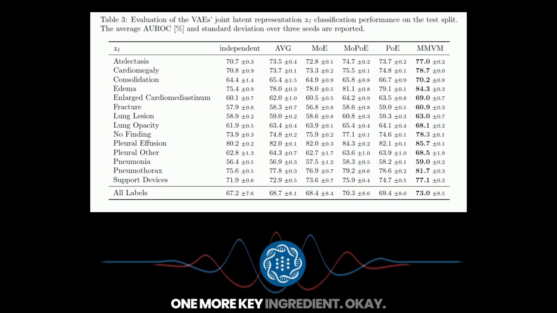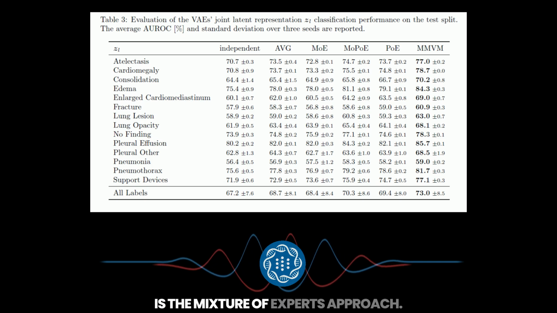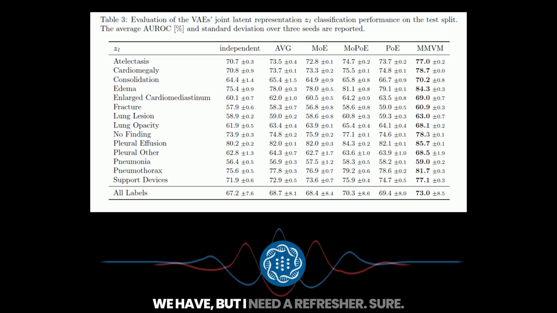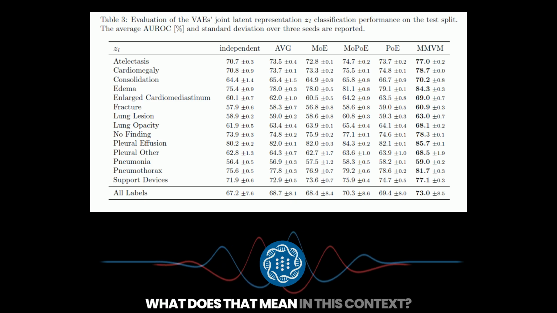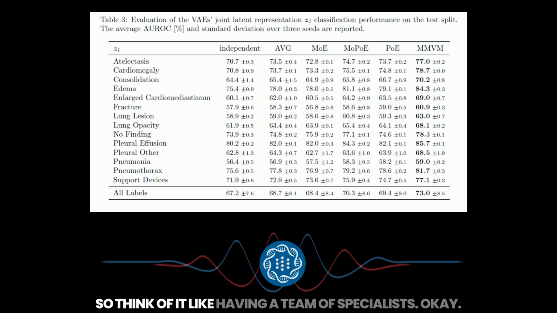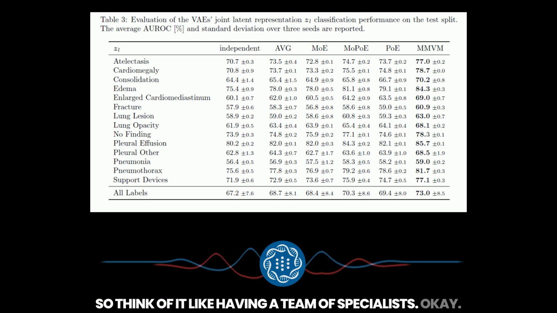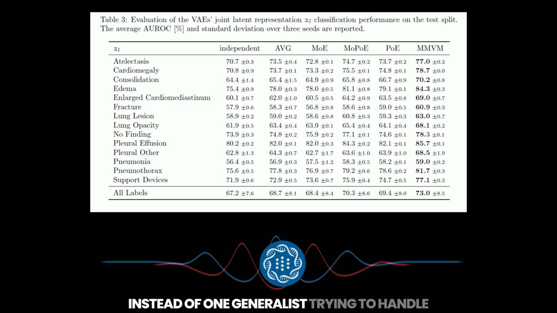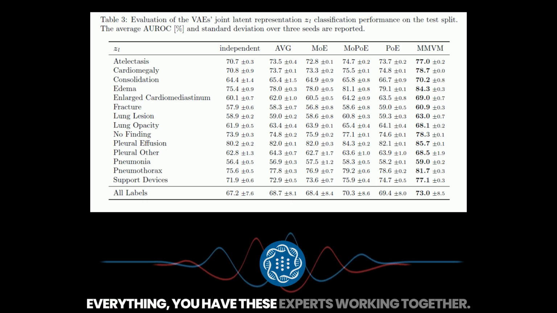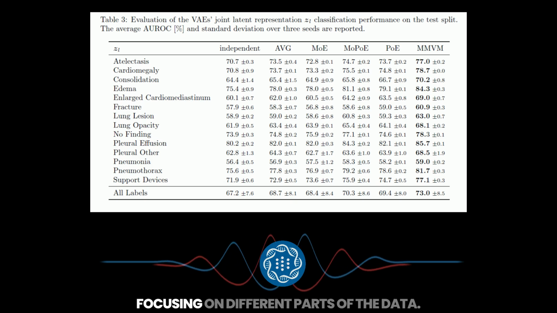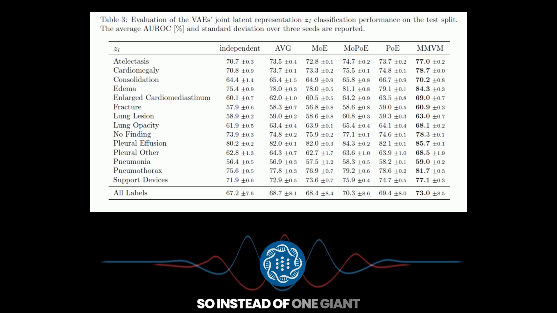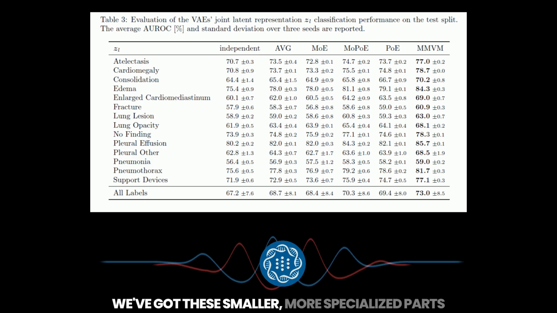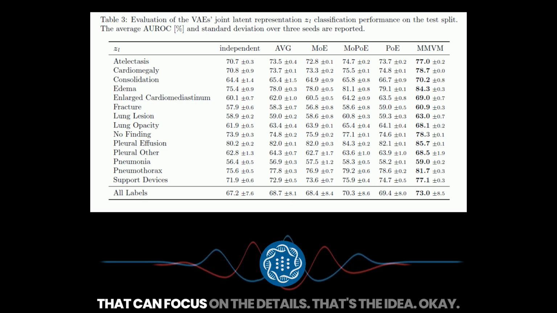Yes. One more key ingredient is the mixture of experts approach. Okay, we've talked about that before. We have, but I need a refresher. Sure. What does that mean in this context? So think of it like having a team of specialists, each with their own area of expertise. Instead of one generalist trying to handle everything, you have these experts working together, focusing on different parts of the data. So instead of one giant model trying to understand everything, we've got these smaller, more specialized parts that can focus on the details.